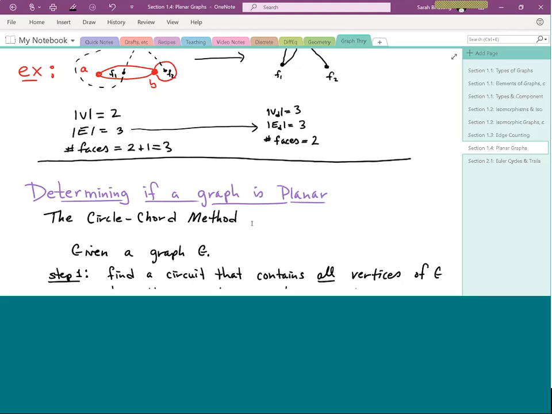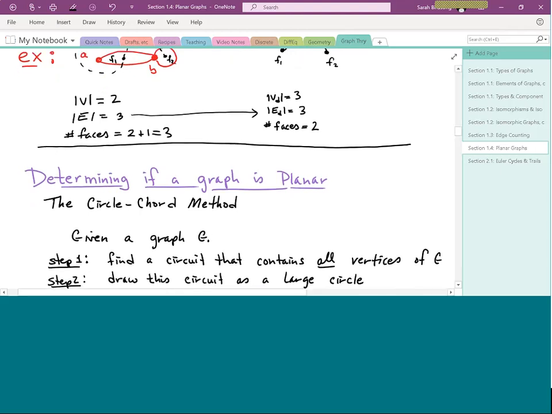Please note that's not a technical name. That is just a description. Okay. So if you want to use the circle-chord method, and we'll have several examples to make sure we're comfortable doing this, the first thing you have to have is a graph. Don't overthink that part. Once you have your graph, the very, very first step you have to do is find a circuit that contains all of your vertices.